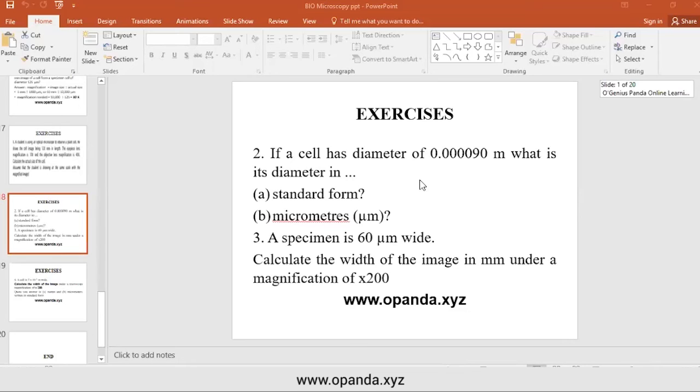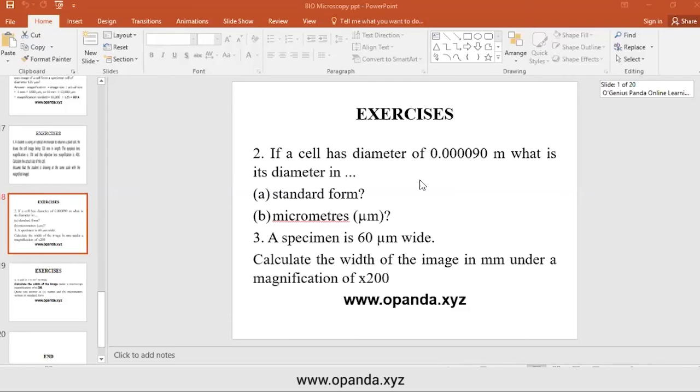Very good. A big clap. Bright student as you are. What about the others, please? The rest. Now let's go to B. This diameter into micrometers form. First of all, you have the standard form, 9 times 10 power negative 5. It is that one we're going to convert into the micrometers.